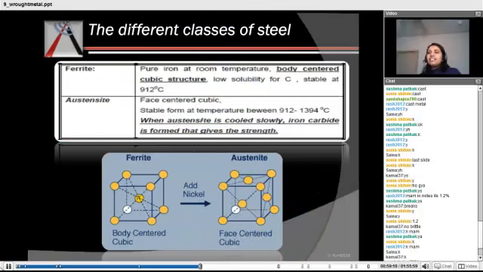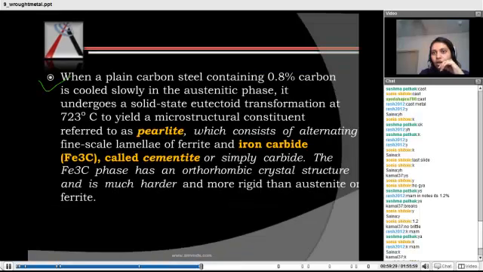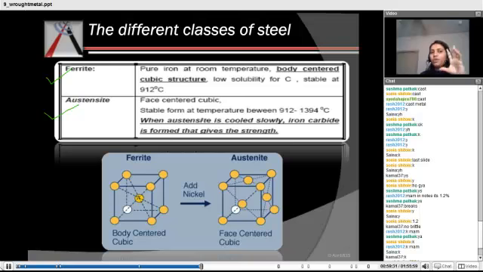Okay. Now steel has various shapes based on its structure. Basically, it has a lot of structure. So based on that, it can be classified as ferrite, austenite, and martensite. Now we'll just look at the difference between these three things.